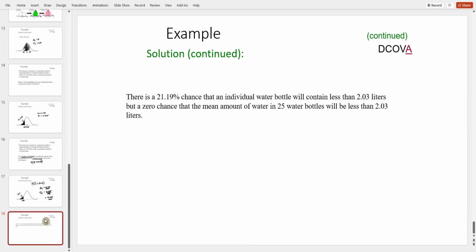So what does this mean? There is a 21.19% chance that an individual water bottle will contain less than 2.03 liters. But there is a 0 chance that the mean amount of water in 25 water bottles would be less than 2.03 liters. Okay, that's the end of this video.